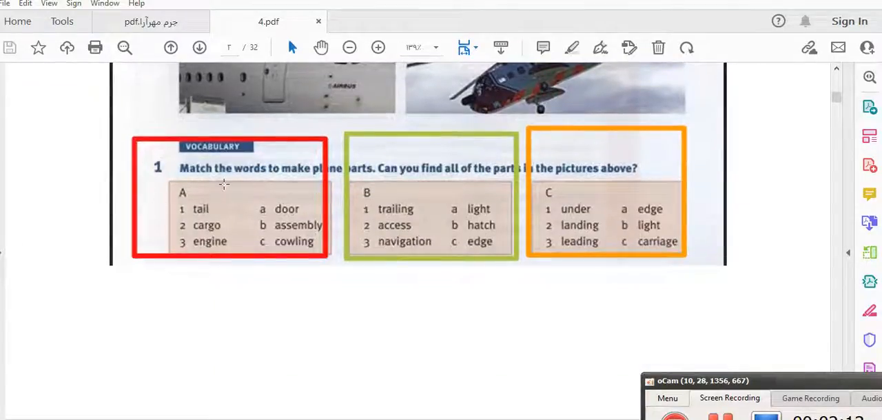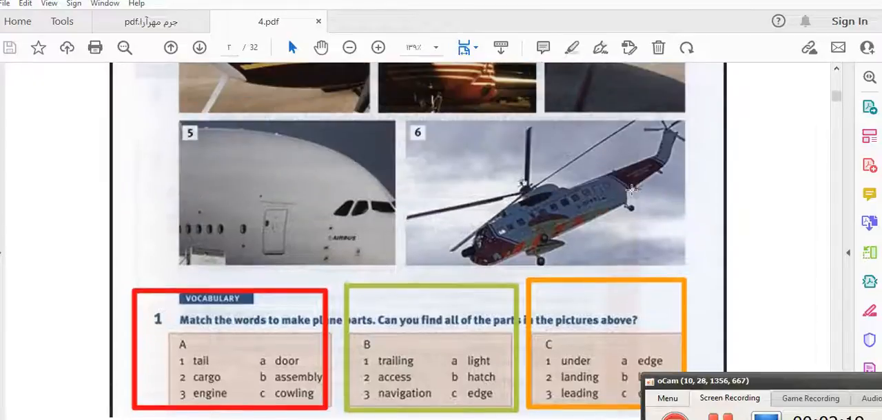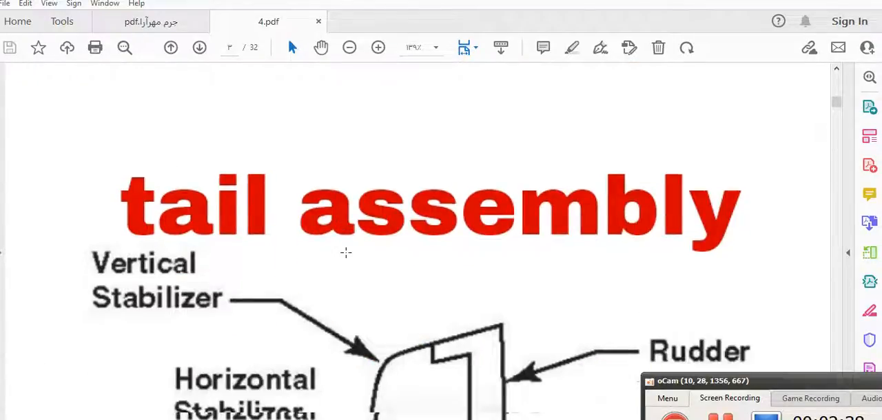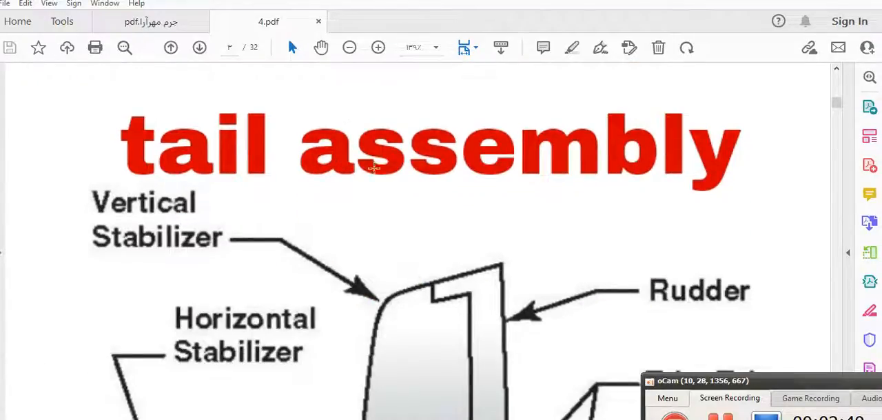Let's go to this part. Match the words to make plane parts. Can you find all the parts in the pictures above? You see, these parts are really important for your final exam. You should match them. Match them with each other. In the next pictures, I'm going to show you how to use them. And they are really important for your final exam. Memorize them. Okay? Let's go. Pictures are really important.